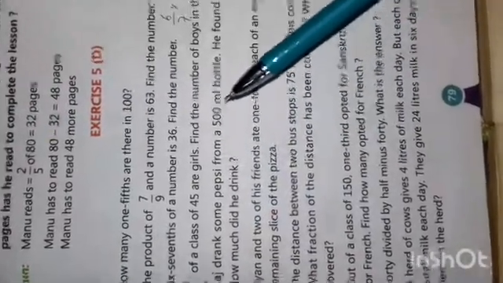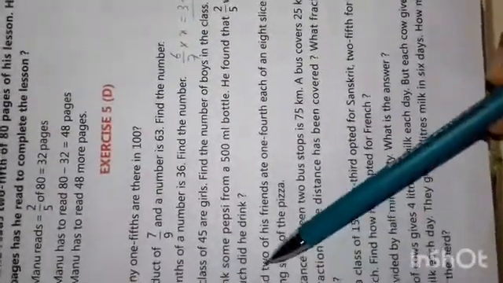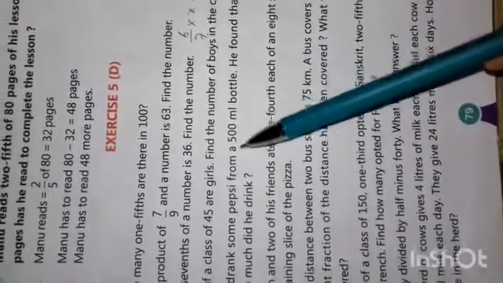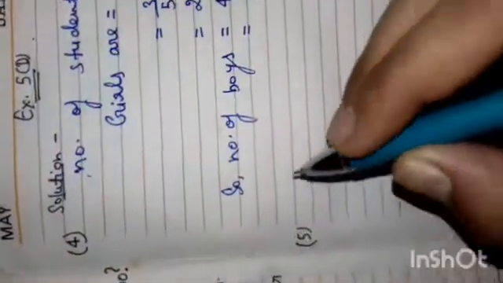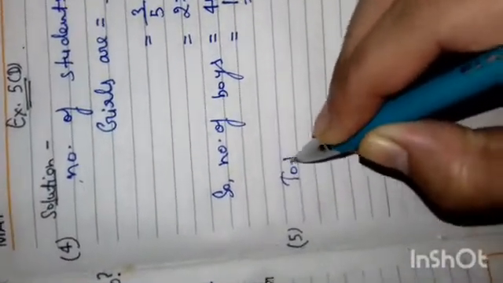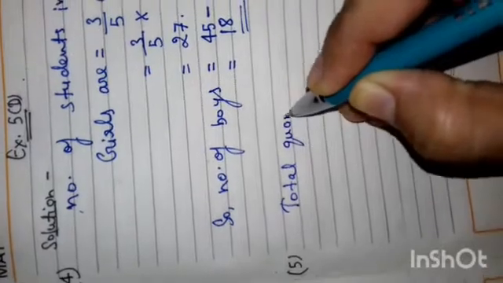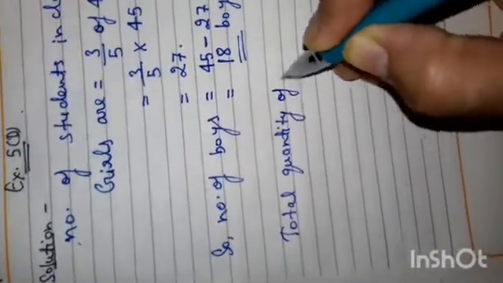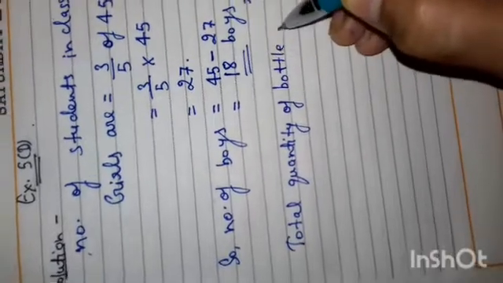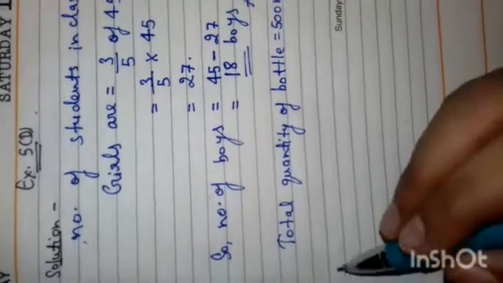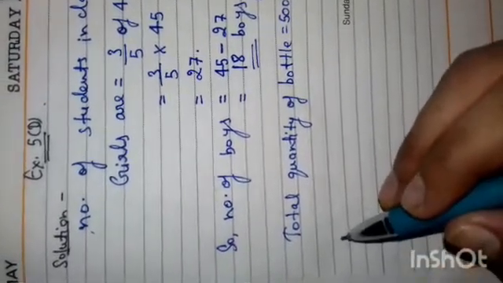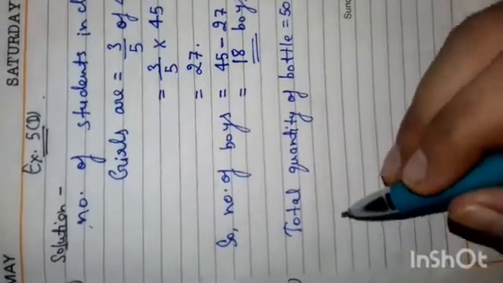Raj drank some Pepsi from a 500 milliliter bottle. He found that 2 by 5 was remaining. Only 2 by 5 was remaining in the 500 milliliter bottle, the total quantity of the bottle. How much did he drink? We have to find out. Here the total quantity of the bottle is equal to 500 milliliter, and only 2 by 5 was remaining after Raj drank some Pepsi.